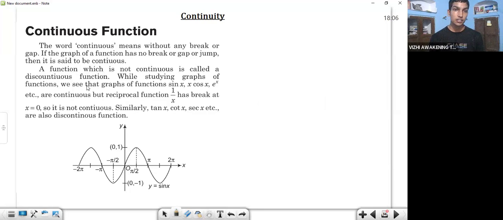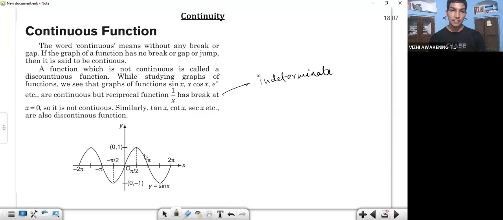While studying graphs of functions, we see that graphs of functions like sin x, cos x, exponential functions, etc., are continuous, but the reciprocal function has a break at x equals 0. So it is not continuous at x equals 0. As we have earlier discussed, the function 1 by x is not defined at x equals 0, because it forms an indeterminate form, right? Similarly, tan x, cot x, secant x, etc. are also discontinuous functions at times.